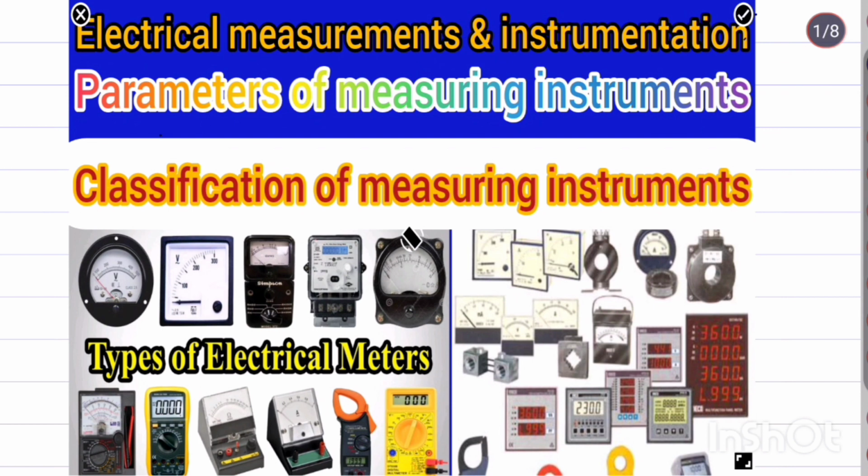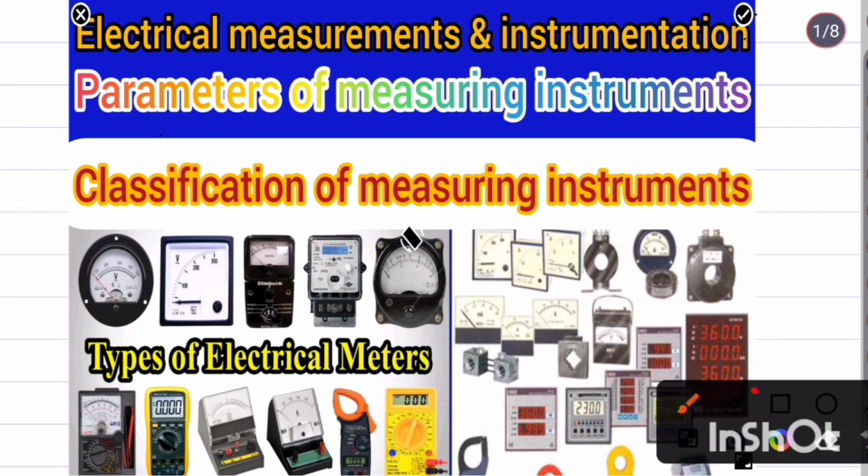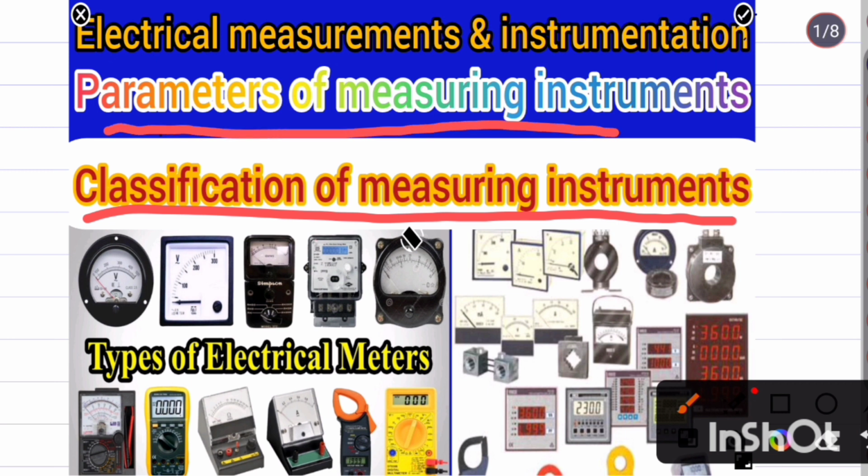Today's topic in electrical measurements is the parameters of measuring instruments and the classification of measuring instruments. First of all, we will study the parameters of measuring instruments. Then after, we will study the classification of measuring instruments. So let us start without wasting time.